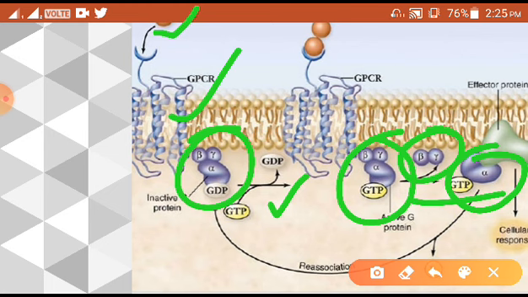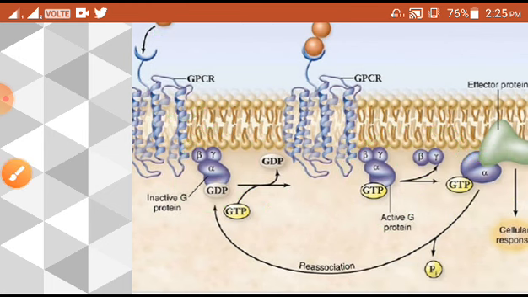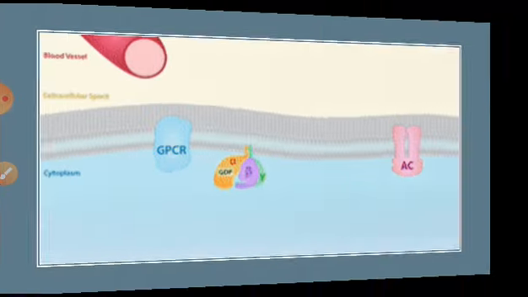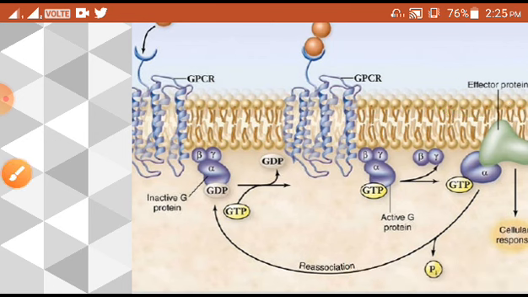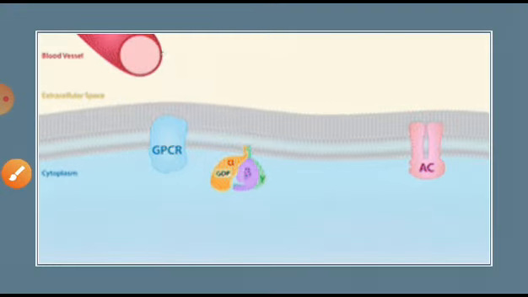Now this alpha, which is an active unit because of the GTP, will act on an effector protein. You see here, this is an effector protein. So this G alpha will activate this protein, right? This protein can be an enzyme, or it can be any other factor. In most cases this protein is an enzyme, right? So this G alpha GTP will activate the effector protein, okay.